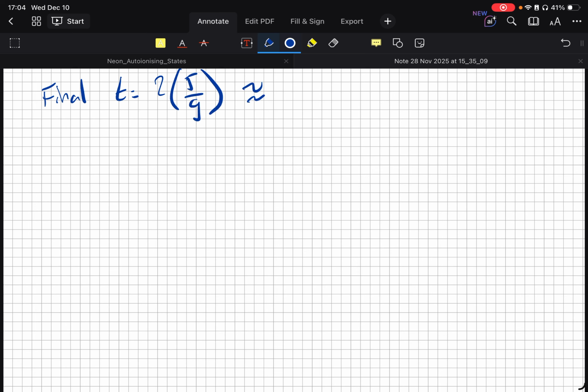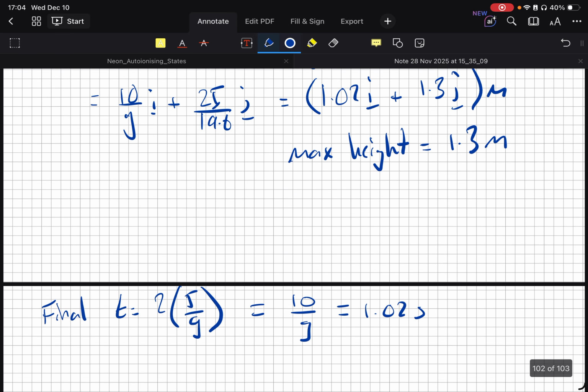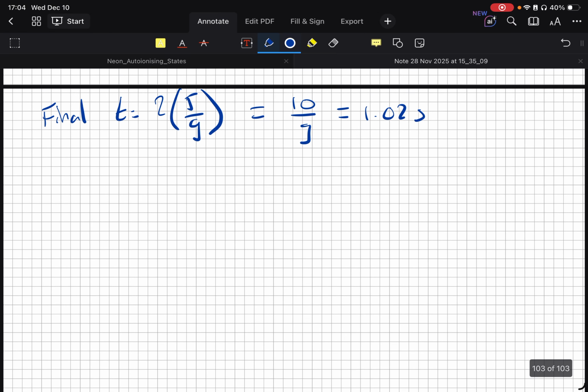It's exactly equal to 10 over g, which again is this 1.02 seconds, it's a time. Okay, so that's the time at which it comes back down again. And we can plug that into our expression for the position to determine how far it's traveled.